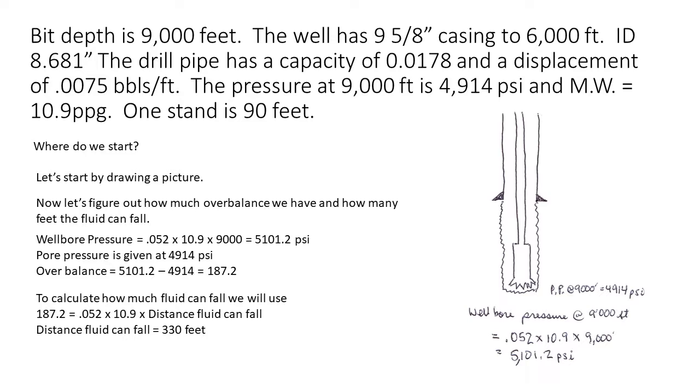Let's find our overbalance and determine how far the fluid can fall. We calculate the wellbore pressure with 0.052 times 10.9, that's our mud weight, times 9,000, that's TVD, to get 5,101 psi. Our pore pressure was given, and the difference is our overbalance, 187.2 psi. To calculate how far the fluid can fall, we'll use the overbalance, 0.052 times mud weight, times TVD, distance fluid can fall, and we get 330 feet.